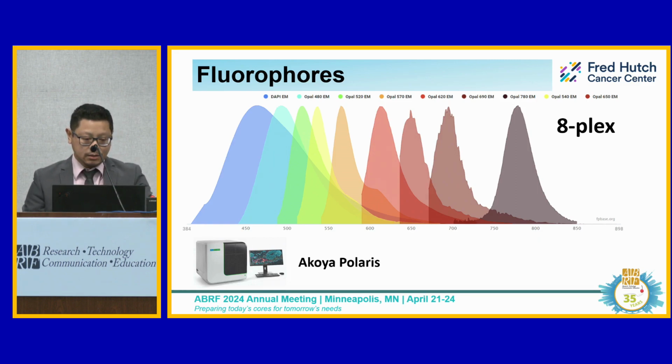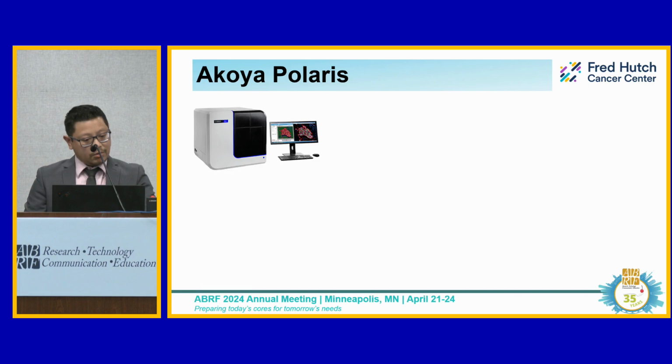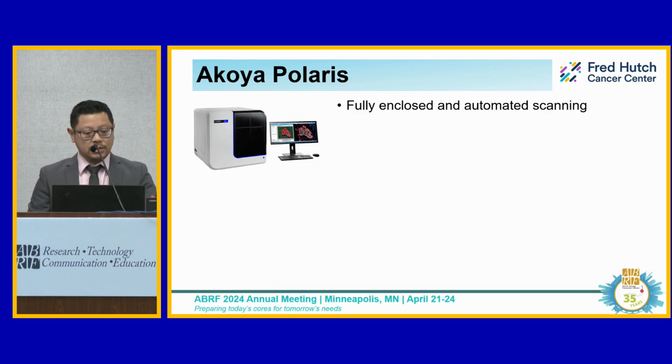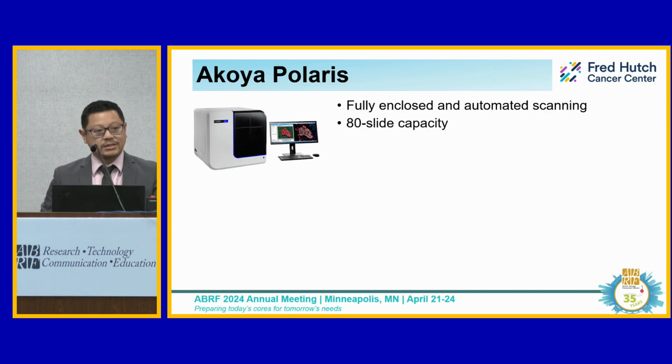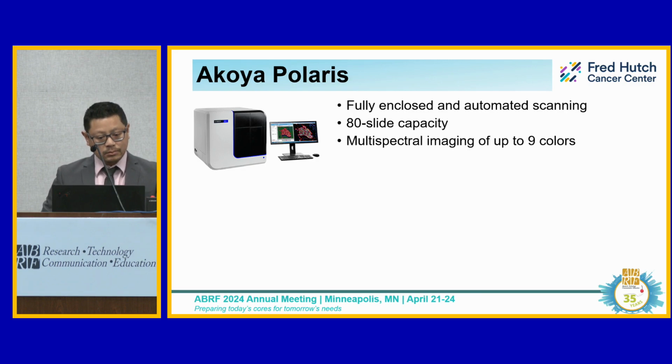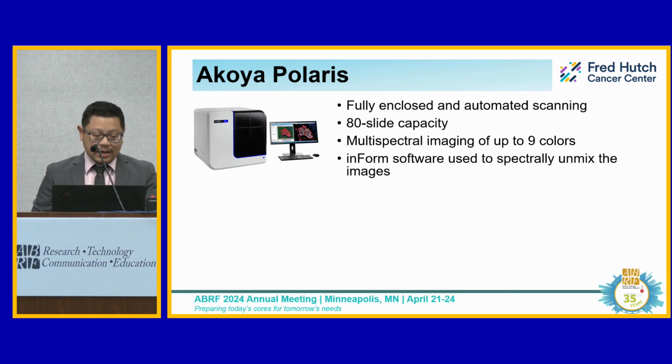for unmixing. So the Akoya Polaris is basically a fully enclosed automated scanning system. It has an 80 slide capacity, and it can do multispectral imaging of up to 9 colors. So that's DAPI and your 8 antibodies. And then, like I mentioned, we use inForm software to spectrally unmix the images.